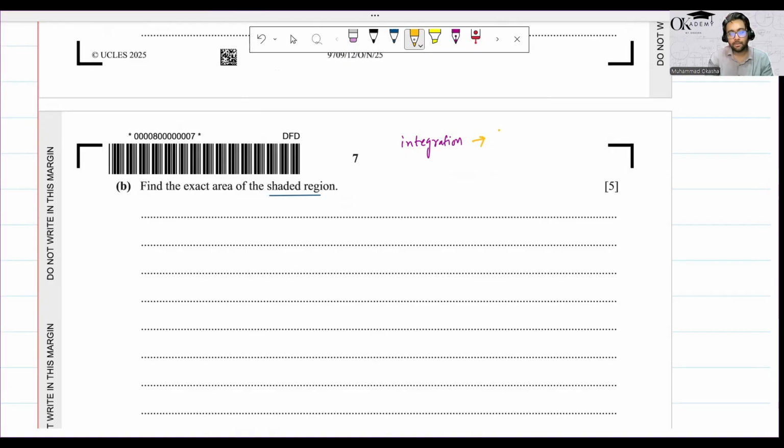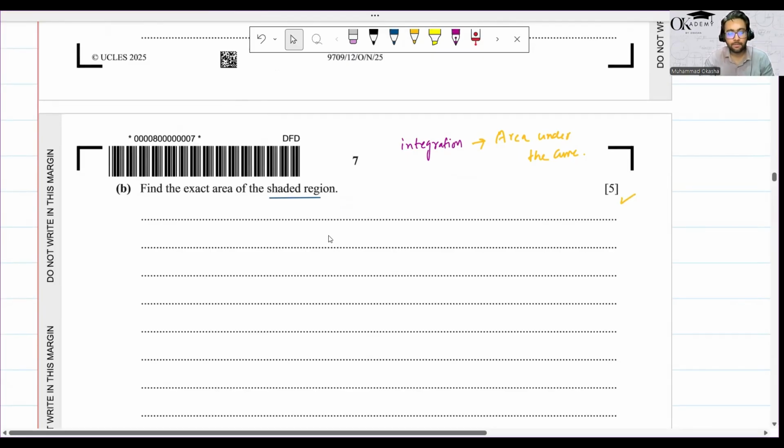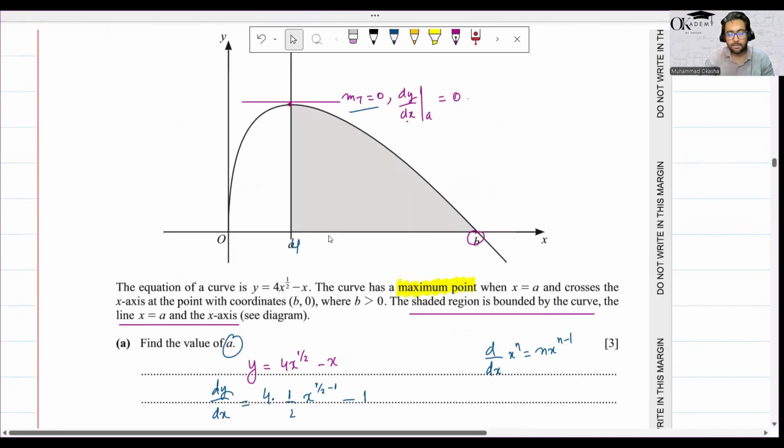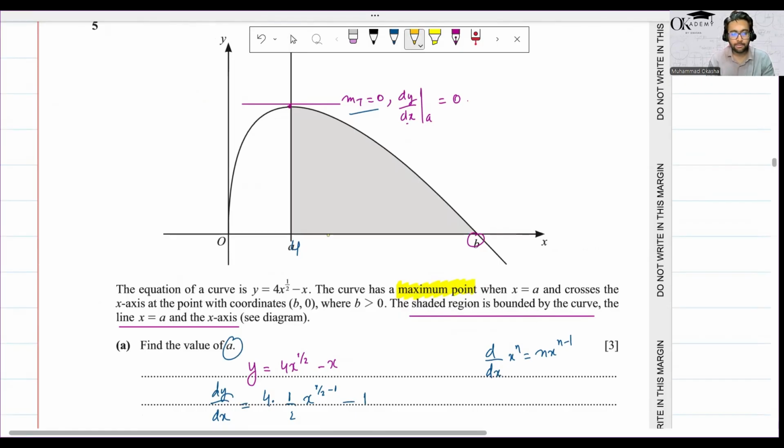Remember, integration gets you the area under the curve, right? But there's a slight hiccup here, and this is for 5 marks. So you can already expect the amount of working that we have to do here. The problem is, if I talk about the limits of my integration, I know a is 4. I do not know what b is.